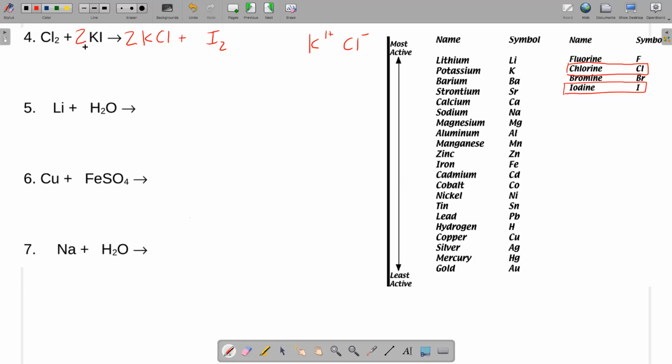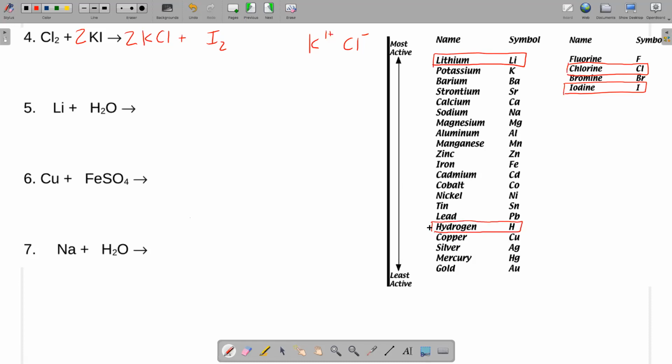Okay, now number 5 is sort of a bit of a trick question. And it has to do with water and the way in which you can write the equation for water. There's actually two different possible outcomes in this problem, but lithium is right here. And then you got H2O. Well, hydrogen is on this list.